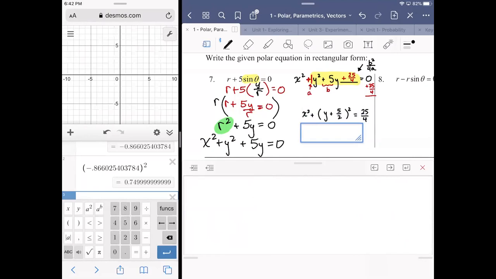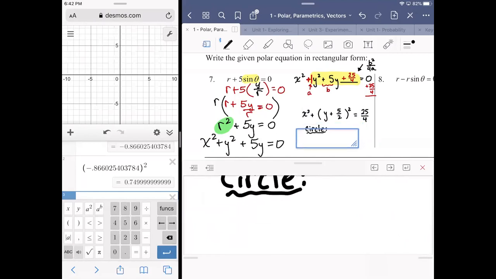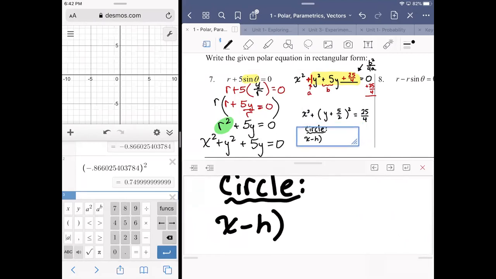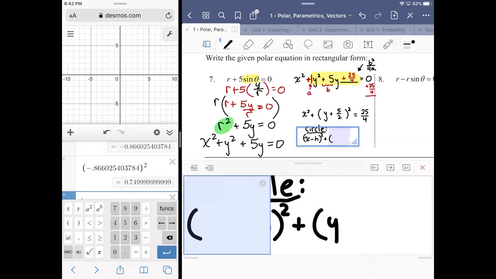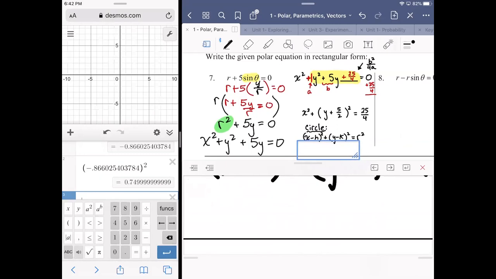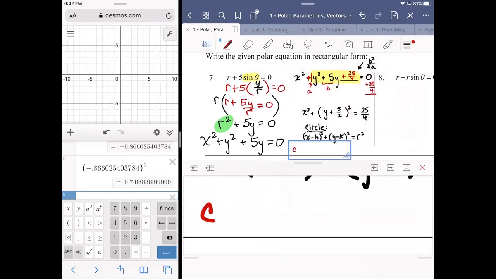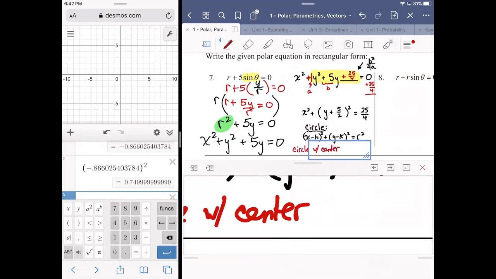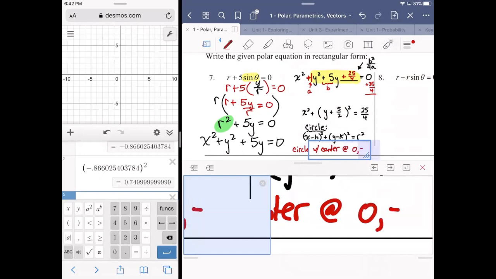So let me just refresh our memories on what the standard form equation is for a circle. (x minus h) squared plus (y minus k) squared is equal to r squared. So what I'm looking at here is a circle with the center at 0, -5/2, and a radius coincidentally of 5/2. So, circle with center at 0, -5/2.